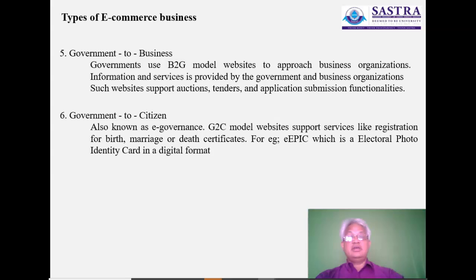And lastly, we all know government reaches to us as individuals, which is known as G2C, which is government to citizen. This also has been termed as a separate domain known as e-governance, where the G2C model website supports services like registration. I'm sure you all know what is Aadhaar, birth certificate, marriage certificate, death certificates, and even electoral photo identity card, which we always casually call voter's ID. This is known as government to citizen services.